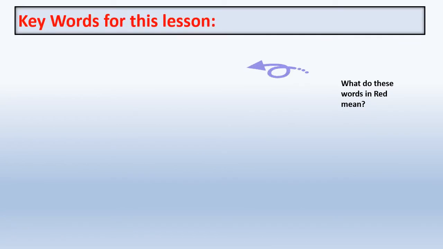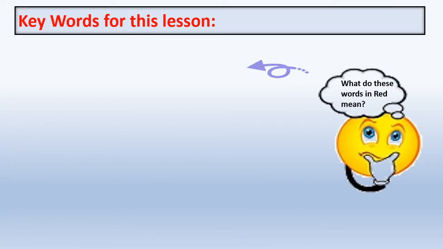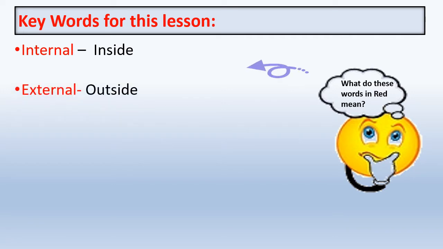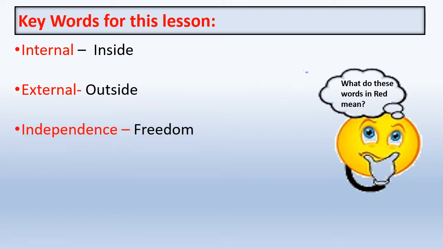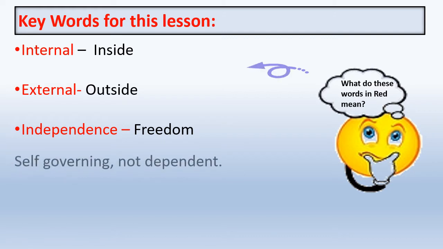Now, there are some key words that you would need to know in order to understand some of the information that you will be given. Internal refers to inside. External is the opposite, which refers to outside. Independence is freedom, and I know a lot of you are students who would love to have more freedom and more independence, but you are still under the control of your parent or guardian.